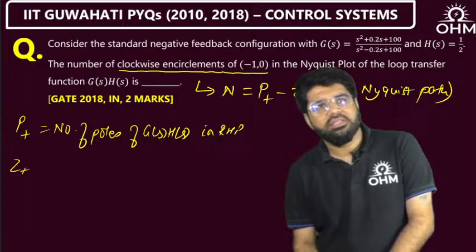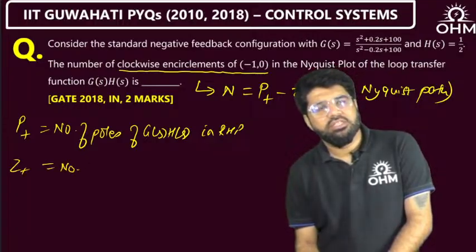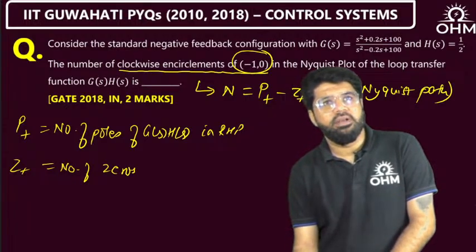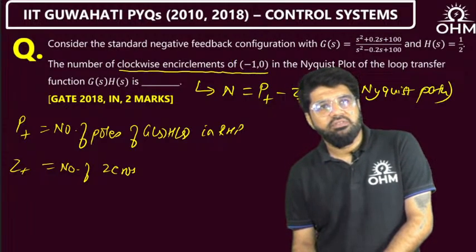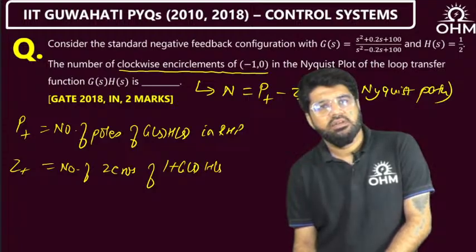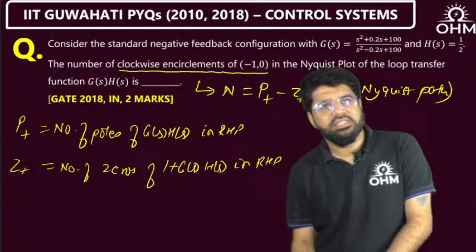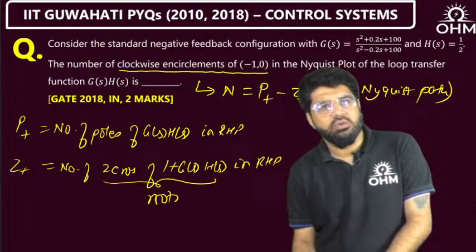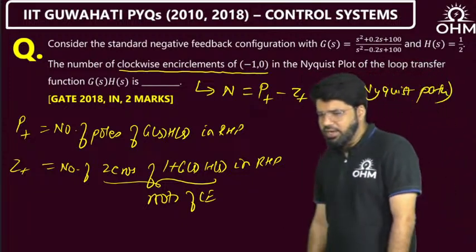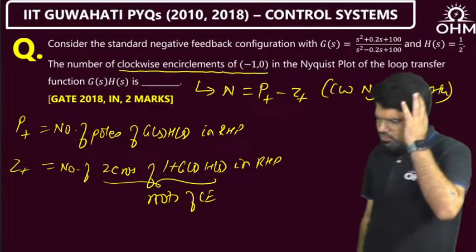What is Z plus? Because you talk about the encirclement of the shifted origin, Z plus is the number of zeros of 1 plus G(s)H(s) in the RHP. Zeros of 1 plus G(s)H(s) also mean the roots of the characteristic equation.